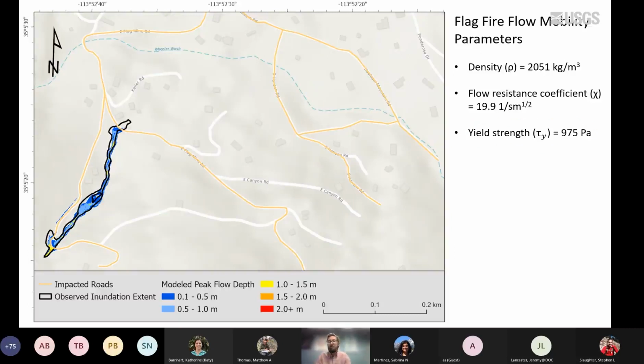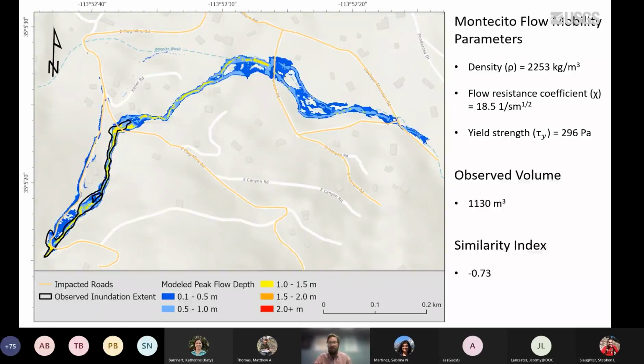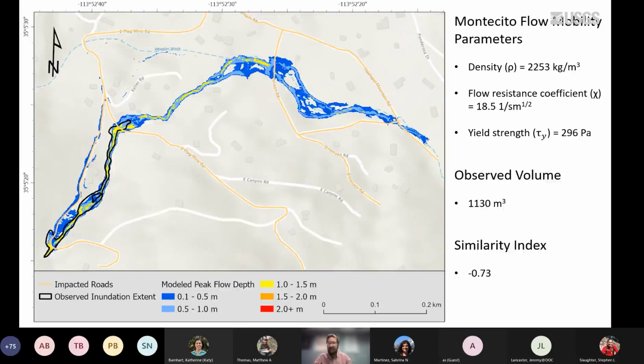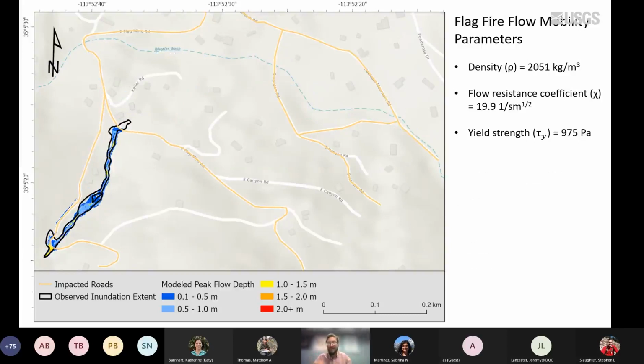And so we established a little bit earlier that density really doesn't play much of a role in determining model output, but I used the same 3,000 randomly generated parameters for Southern California and for Northern Arizona. So we still varied density, and we found that density is off by a little bit, 2,051 kilograms per cubic meter as opposed to 2,253. The flow resistance coefficient is actually very similar between the two sites. So 18.5 for Montecito and 19.9 for this study site. This is an input range of 1 to 100. So on that scale, these are actually very close to each other.